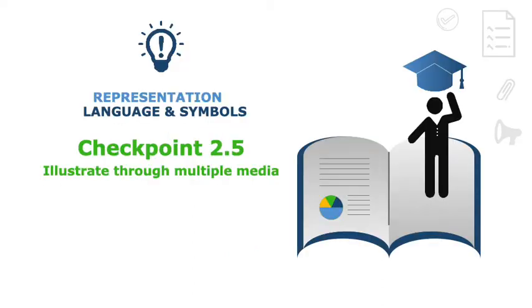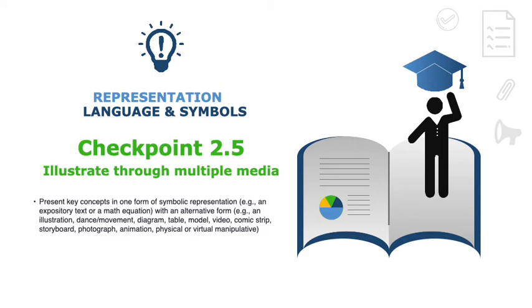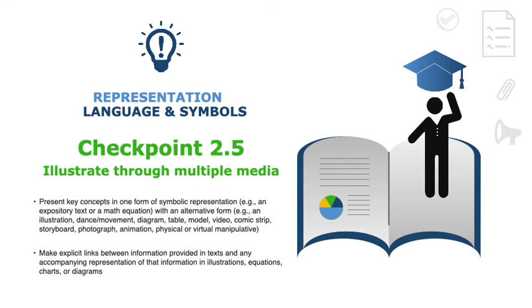My selected checkpoint 2.5, illustrate through multiple media, offers the following guidelines. Present key concepts in one form of symbolic representation, for example, an expository text or a math equation, with an alternative form, for example, an illustration, dance or movement, diagram, table, model, video, comic strip, storyboard, photograph, animation, physical or virtual manipulative. Make explicit links between information provided in texts and any accompanying representation of that information in illustrations, equations, charts, or diagrams.